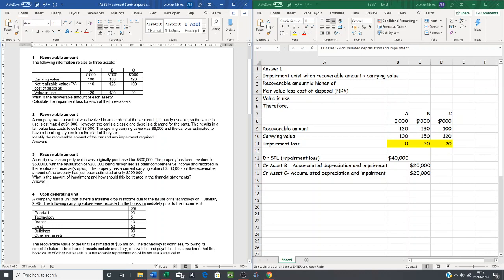The opening carrying value was 8,000 and the car was estimated to have a life of 8 years from the start of the year. Now bear in mind, in this case, the impairment is taking place at the end of the year. The accident happens at the end of the year. You have been given the carrying value at the start of the year. So what we need to do is work out the carrying value of the car at the year end, so that we can then compare it with its recoverable amount and see whether there is an impairment loss or not. So our job is to identify the recoverable amount of the car and any impairment.